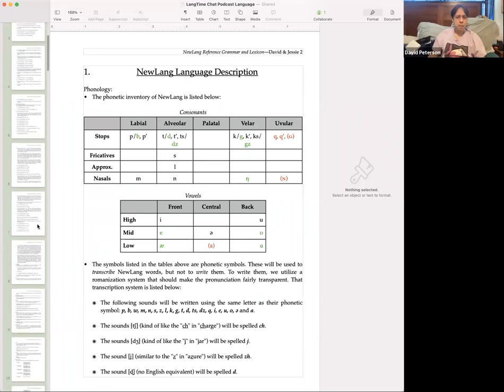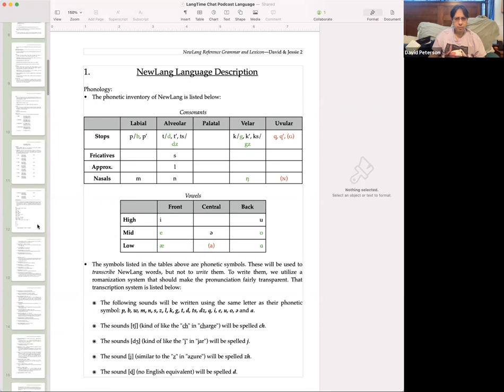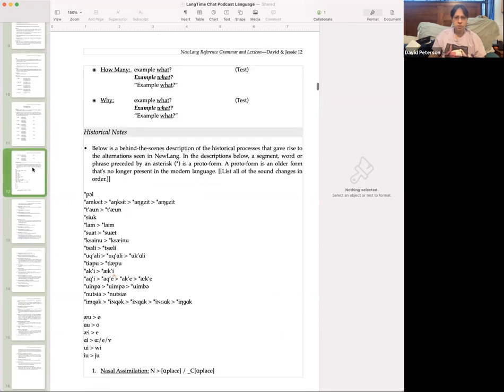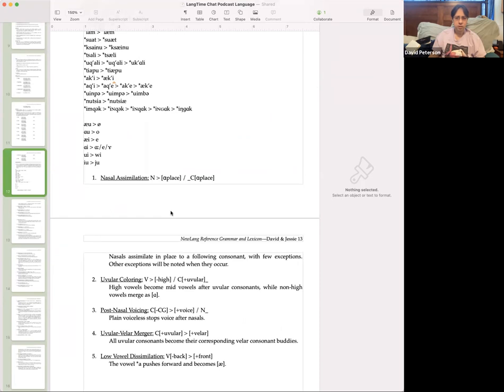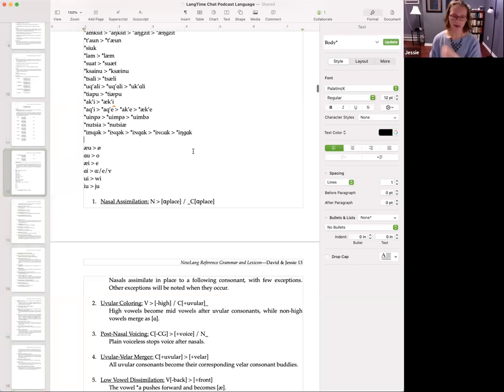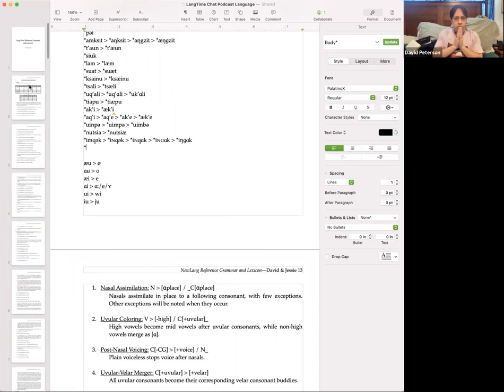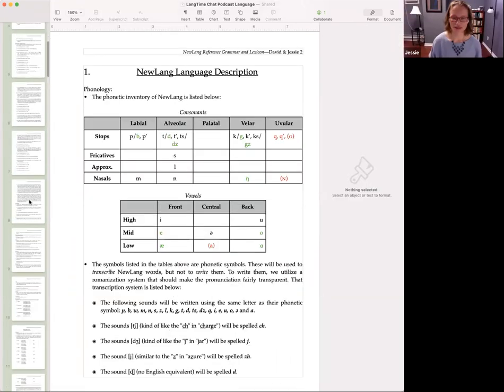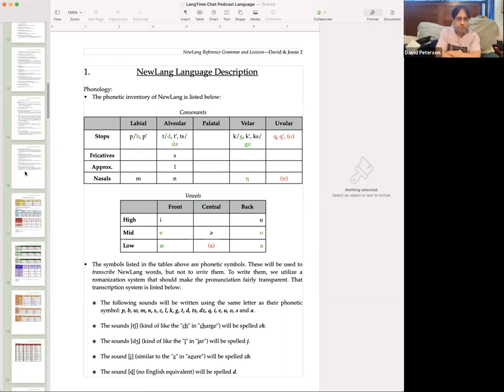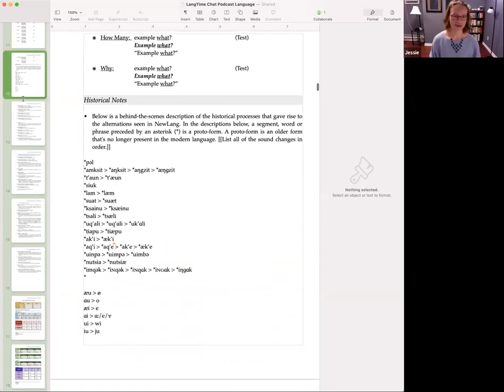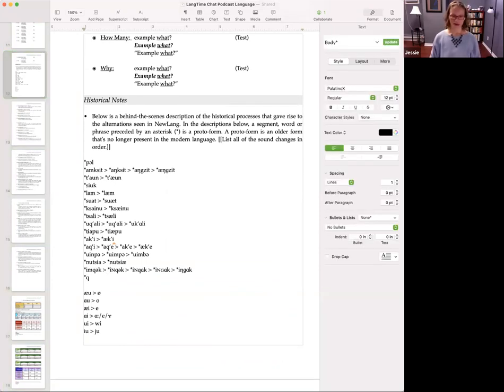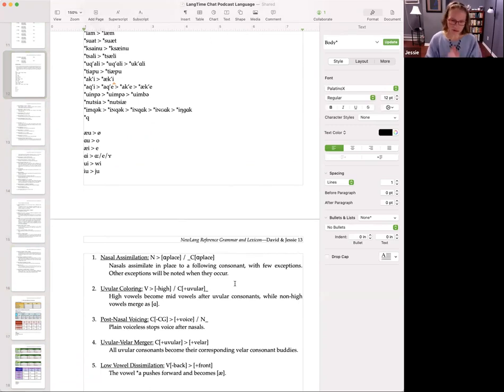Oh, wait a minute. It's this uvular coloring. High vowels become mid vowels after uvular consonants. Only uvulars, not just all ejectives, right? Yeah, it has nothing to do with the ejective. Got it. Okay, cool. So I need to make sure that I have a uvular. Are you nervous? I'm so excited. I was double checking a couple things, and we need a uvular following. So I chose just the Q for now.